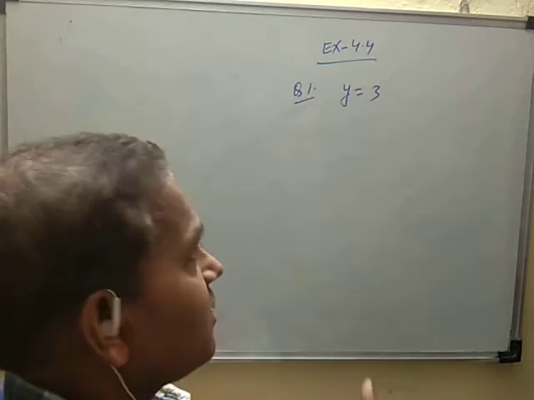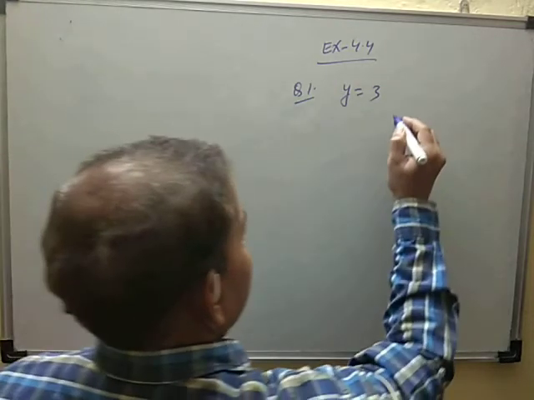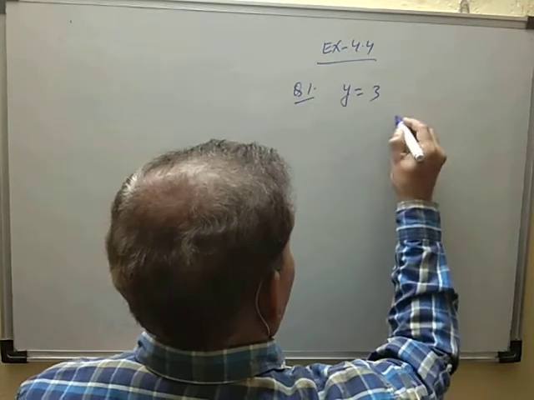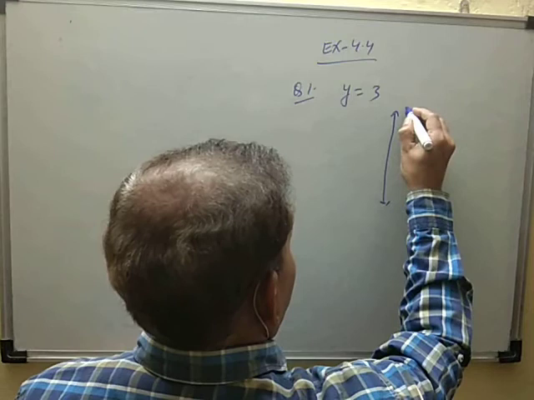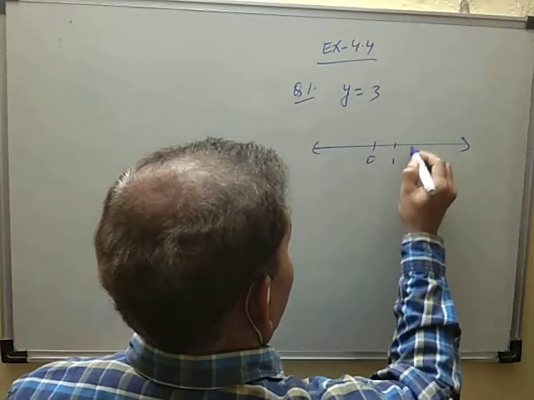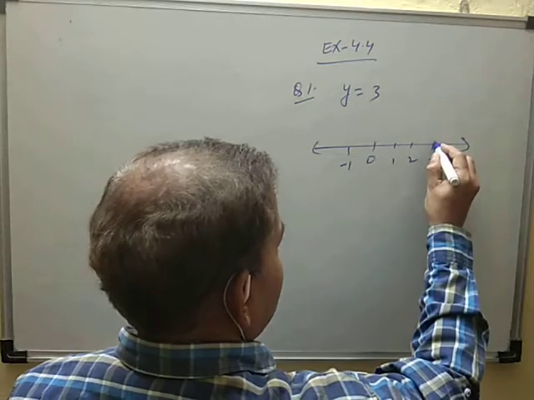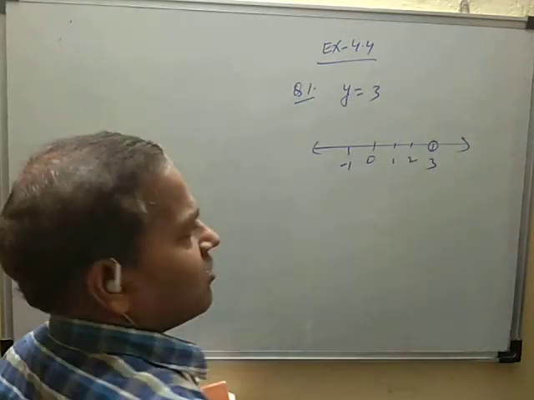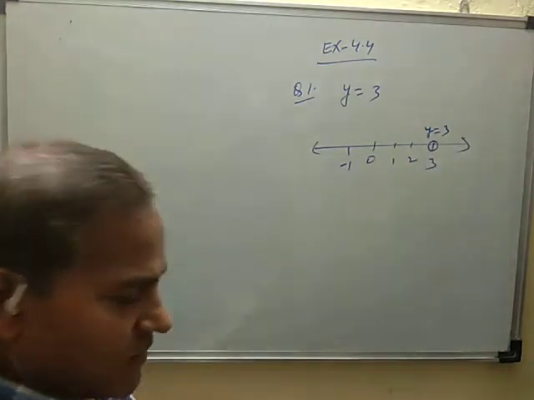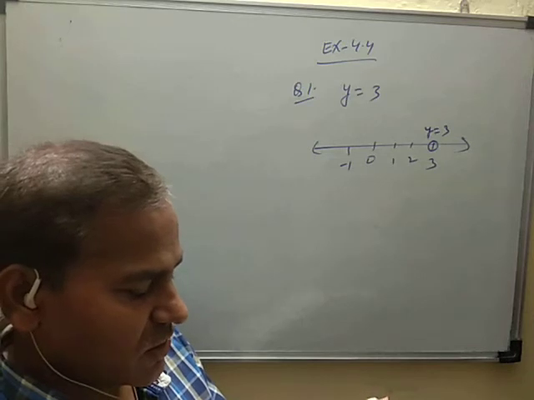Geometric representation. Here y is equal to 3. So its geometric representation is this is a line, or draw any line. Suppose karo this one line 0 1 2 3 -1 and so on. Here y is equal to 3. This is the value of y is equal to 3. Here y is equal to 3. So this is the geometrical representation, y is equal to 3.